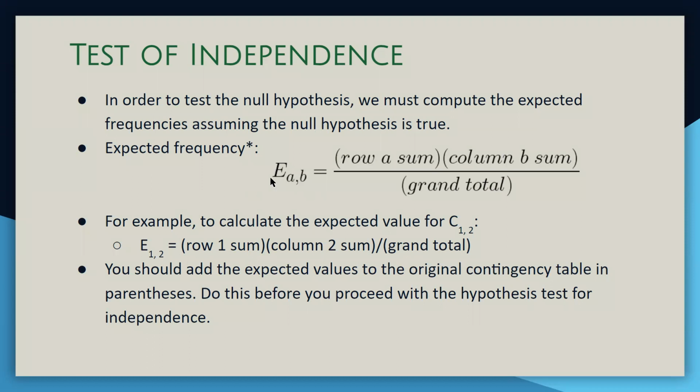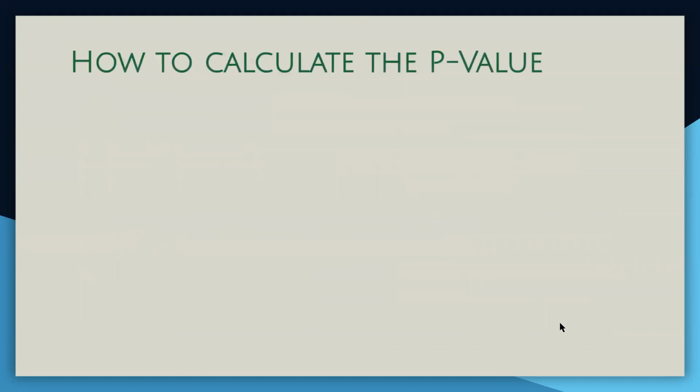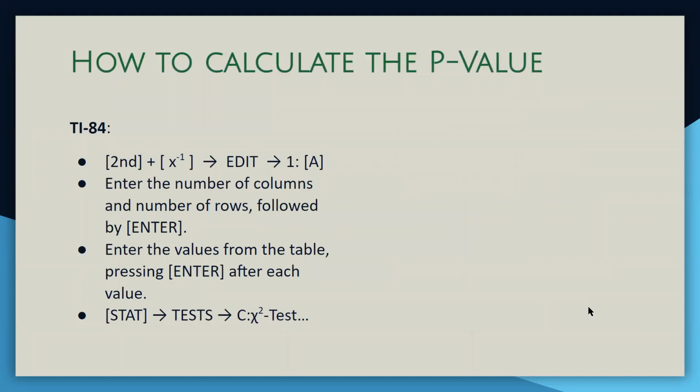So for these tests that we're running with contingency tables, you're going to feed in only the observed data, and the calculator is going to calculate the expected frequencies for you. So let's talk about how to calculate the p-value for this type of test. If you're on a TI-84, you're going to go to a new menu, which is the matrix menu.